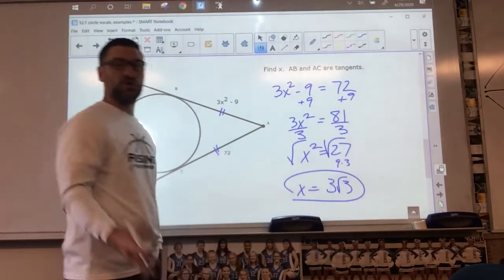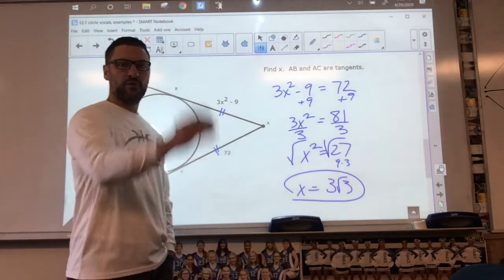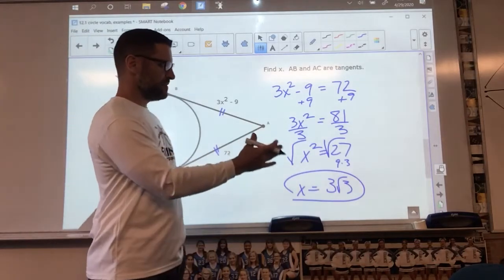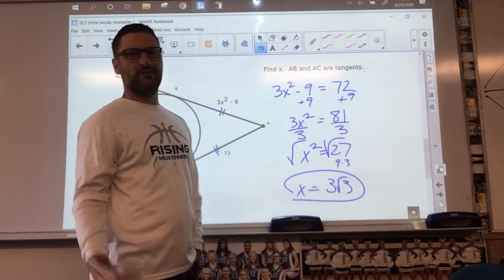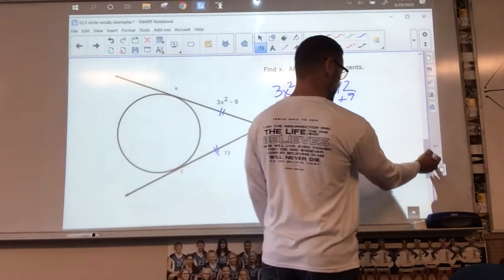X is 3 radical 3, which you could decimalize, that's 5 point whatever. Square root of 25 is 5, so 27 is a little over that, so like 5.1 or something like that if you wanted to decimalize it.